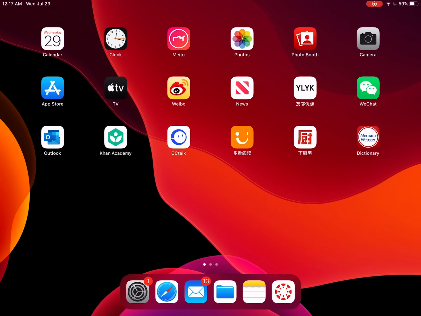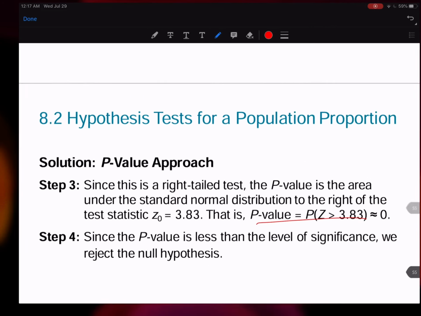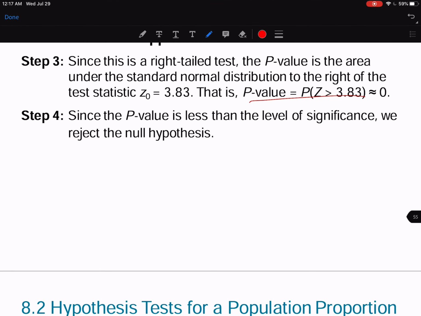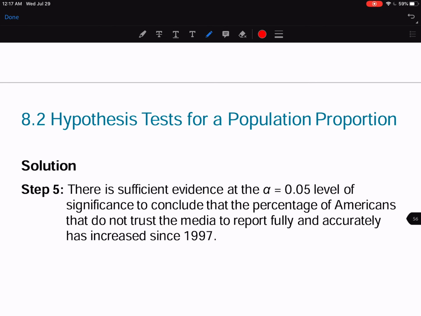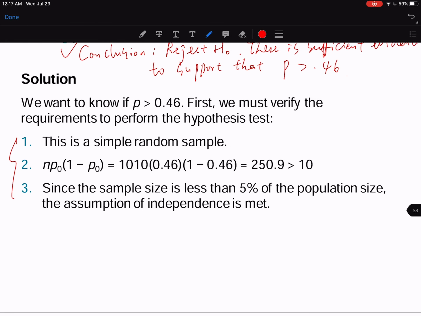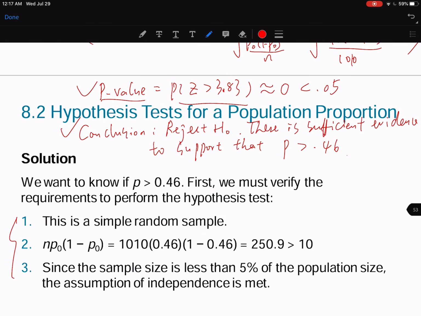So if the p-value is less than alpha, then we reject the null hypothesis. So don't forget to say reject null. There's sufficient evidence at the alpha equal to 0.05 level of significance to conclude that the percentage of Americans that do not trust the media to report fully and accurately has increased since 1997. So basically the same thing as what we got here: there is sufficient evidence to support that P is greater than 0.46.